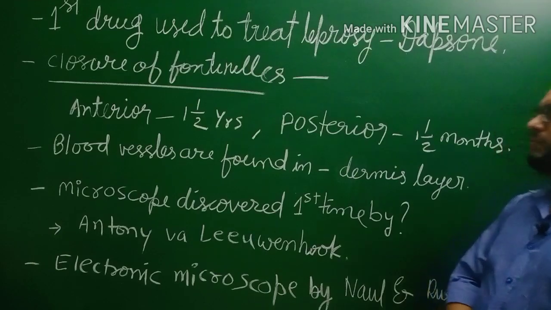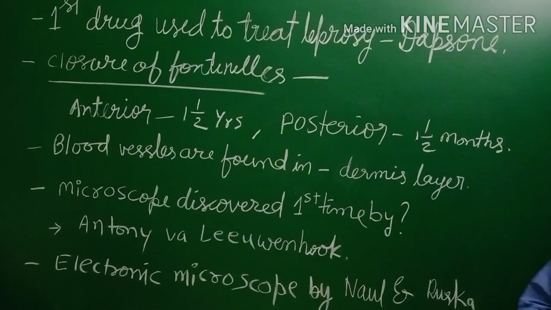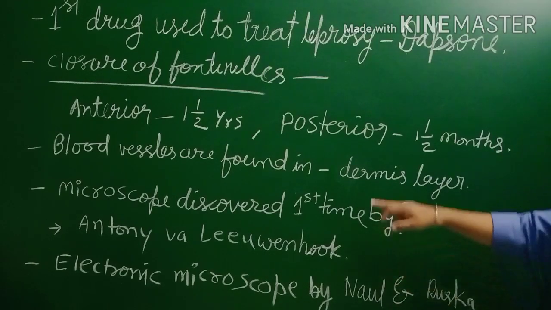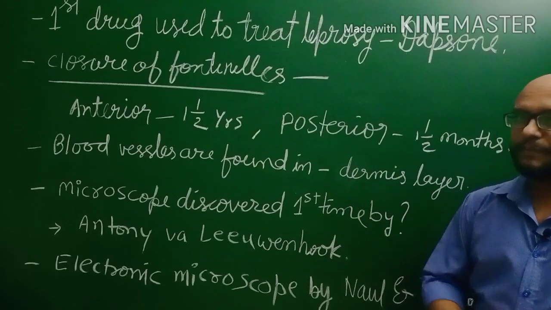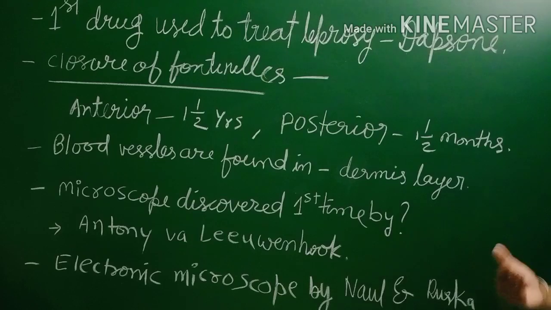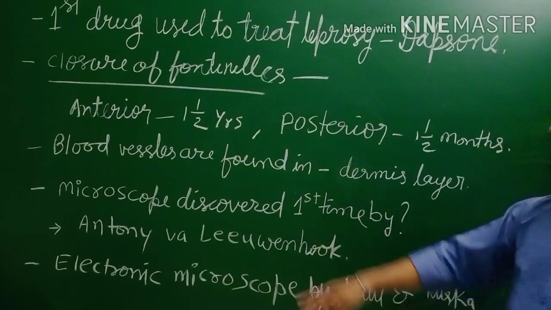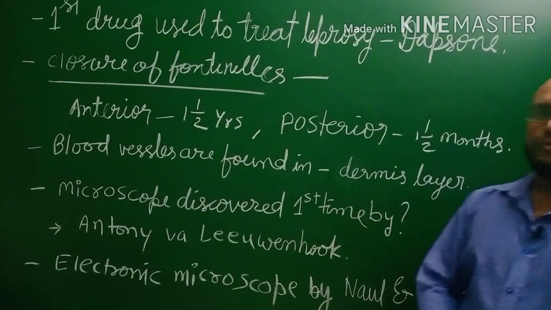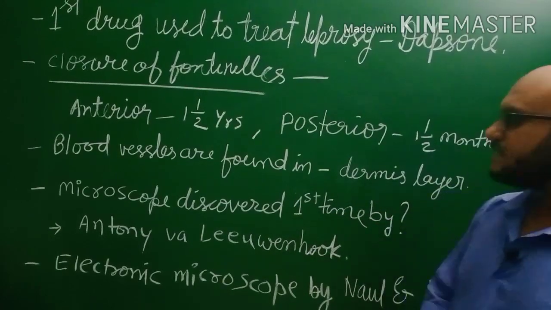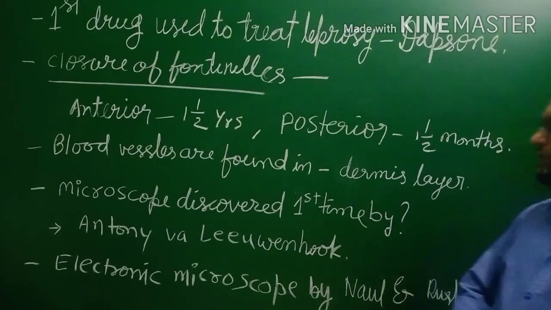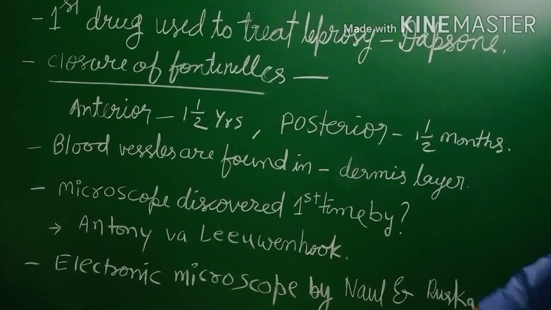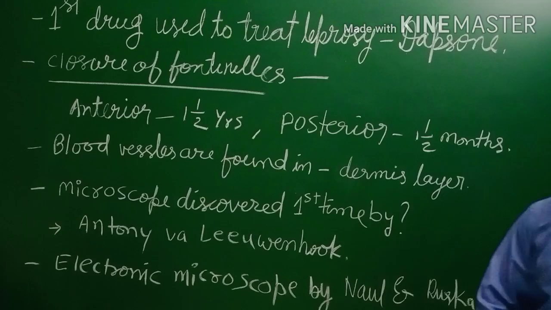Next, blood vessels are found in our dermis layer. The outermost layer of our body is the epidermis, and the dermis layer is found just beneath the epidermis. Microscope discovered first: the microscope was discovered by Antony van Leeuwenhoek. The electron microscope was discovered by Knoll and Ruska.